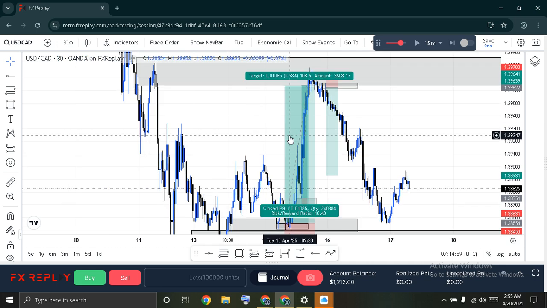Anyways, this is the breakdown of the USD trade I took this price.